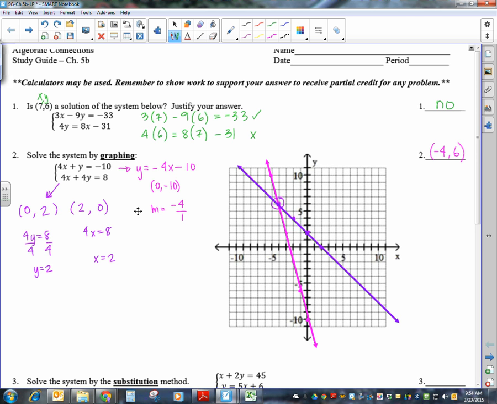Now, I didn't require this in your study guide, but if you have time, and on Thursday, long day, when you actually take the test, you will have time, it would be in your best interest to check. And you check by plugging it back in. 4x plus something equals -10, and then 4x plus 4y equals 8. And what we're plugging in are the points: x is -4 and y is 6. So this gives us -16 plus 6, and that's -10. -16 plus 24 equals 8. So then you know that what you got is the right answer.